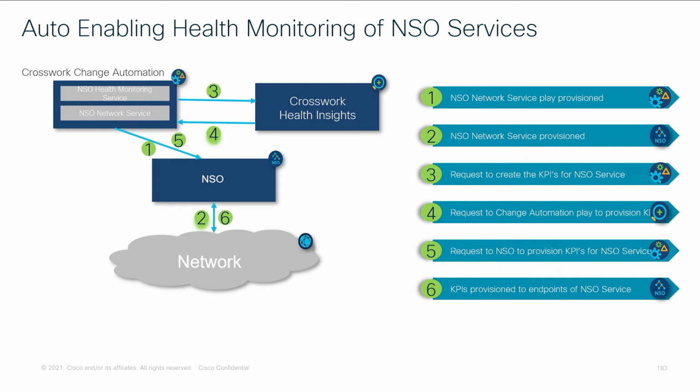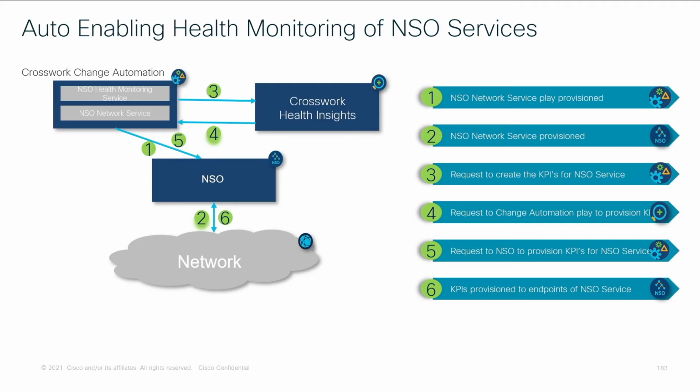How can we automatically enable health monitoring of your NSO services? This is basically a 10,000-foot level overview of how it's done. In change automation, there is a one-to-one mapping to your NSO service. NSO is where you define the service, and change automation has the concept of a play, and the play maps to an NSO service. The play is basically the creation of a new instance of the NSO service. That's all it is.